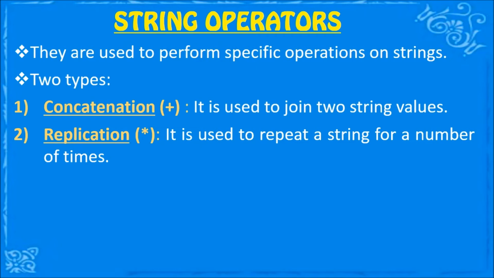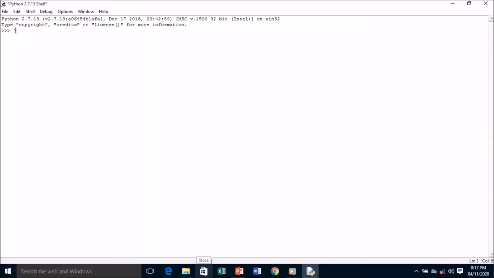So let's understand with the help of an example how it has been done. Here I'm writing MOHNIA in single quotation, and then I'll use the plus sign, and then again in single quotes I'm writing KATOCH, that is Katoch, and after this we'll just press the enter key. So let's see what comes out. Here it is. So it has been concatenated.